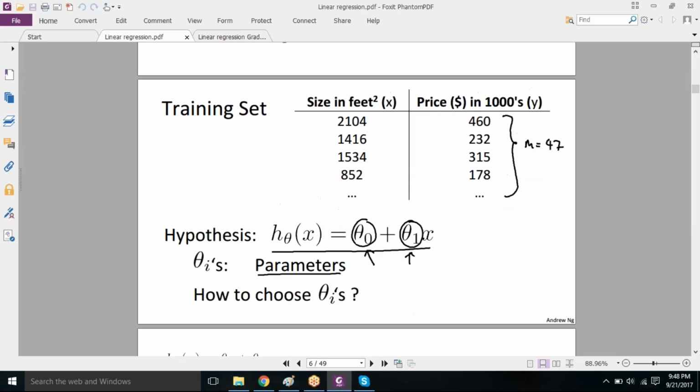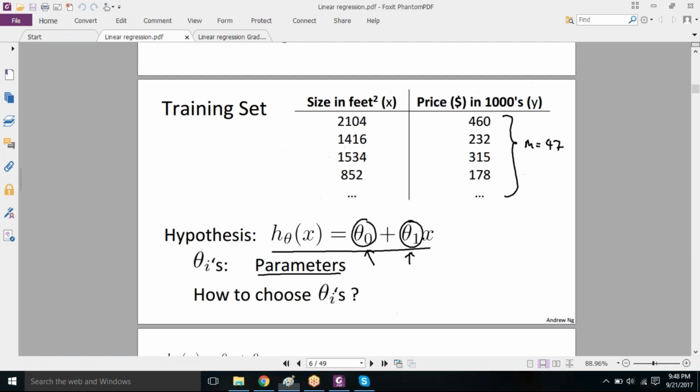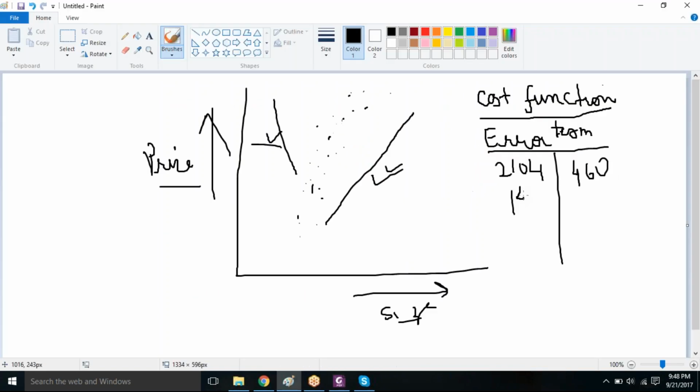Okay. Now this 2100 is being sold at 460, 1416 at 230. I will take anything. Say 1000, yeah, it's 150. And say a 500 square foot flat is just $100, right? So this is the historical data I have. Now this line I have fit, and this line I have. Two lines I have, isn't it?